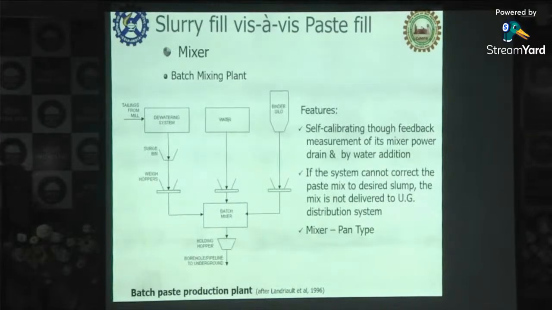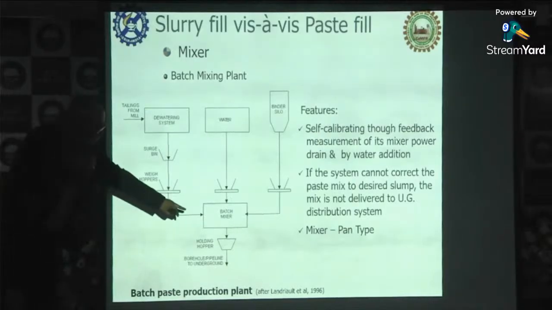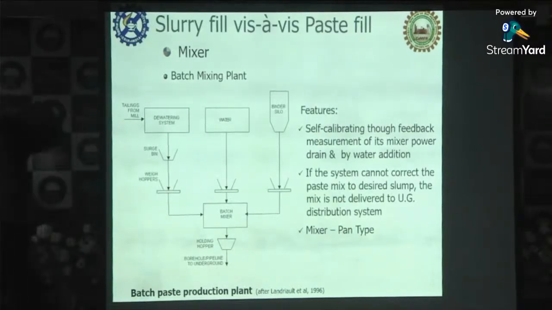This is a batch mixture. Batch mixture is self-calibrating. Suppose a wrong pulp density is formed in the mixture. The agitator of the mixture is driven by a pump, so the power consumption of the pump will change depending upon the consistency of the paste. It gives a feedback signal to the water sensor to increase the water quantity so that the pulp density is maintained. That is the case for batch mixing. So it is easy to control.